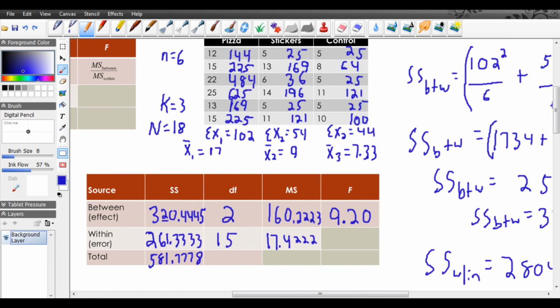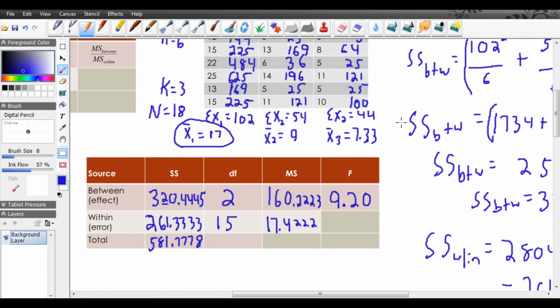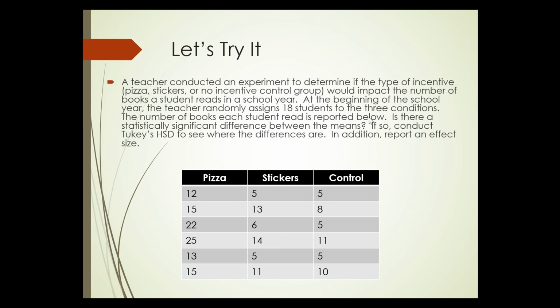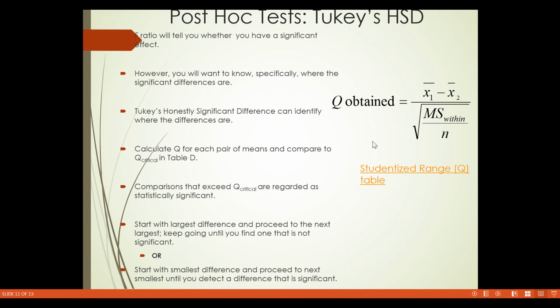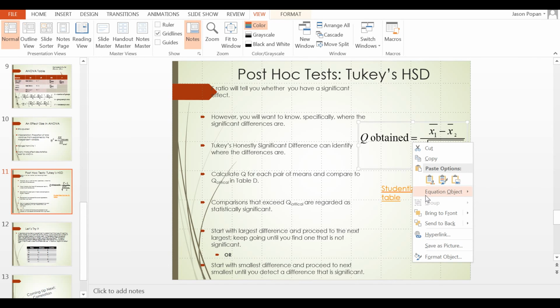So even with a small sample size, we're able to reject the null hypothesis and say that there is at least one difference between these means, right? So at least one, we can be pretty sure, is that the pizza group read significantly more books than the control group, but we want to also see, is there a difference between the pizza group and the stickers group, and is there a difference between the stickers group and the control group. So in order to do that, we're going to conduct a post hoc test. So we're going to use Tukey's test to make that comparison.